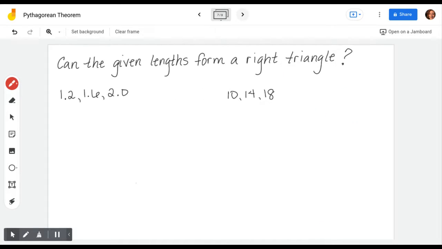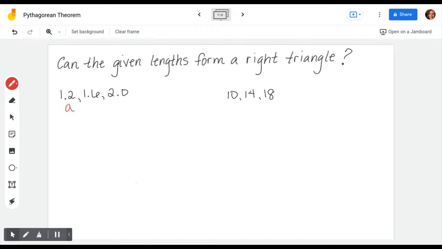Okay. Last little thing that goes along with this. I mentioned at the very beginning that the Pythagorean theorem only works for right triangles. So if the numbers work in the Pythagorean theorem, that means it had to be a right triangle. If the Pythagorean theorem doesn't work, then there's no way it could be a right triangle. The longest side will always be C because the hypotenuse is always the biggest side. It's across from the biggest angle, the 90-degree angle, so it has to be the biggest side.